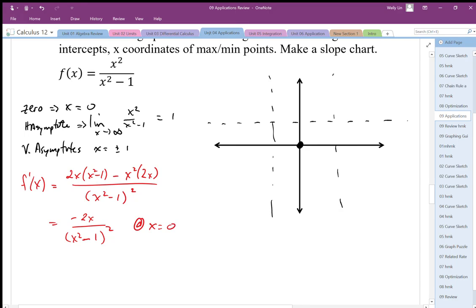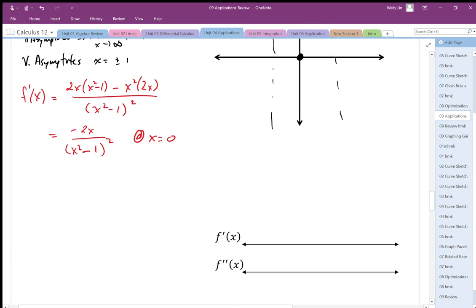Okay, so it looks like I have a maximum or minimum there. I better test my slope there at 0. On the left side, it's going to be negative x. So negative is positive. The denominator is positive. So I know it's sloping up. So it looks like it's a max point. Okay, so if I plug in my positive, I'm going to get negative slope. Yeah, so that's a max point.